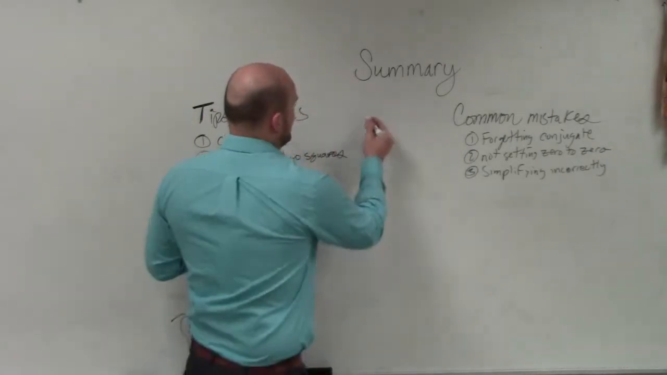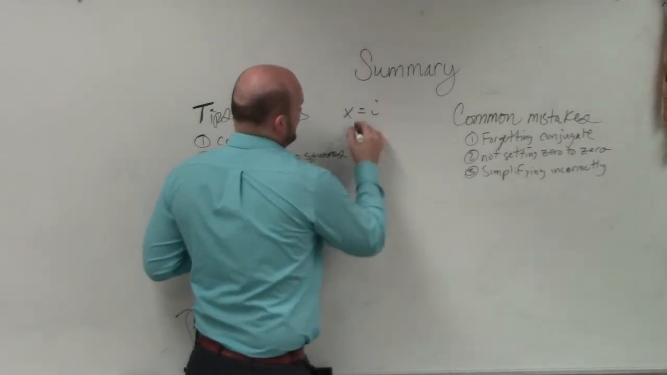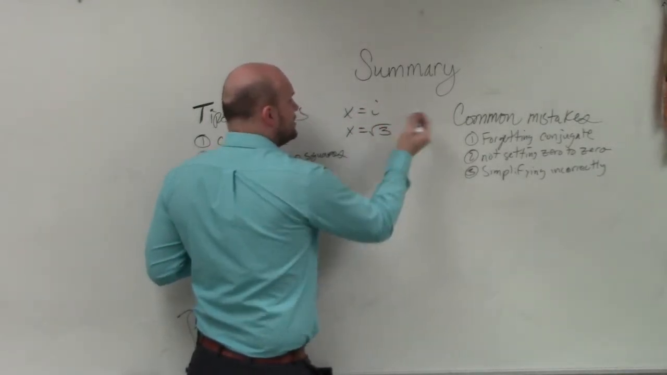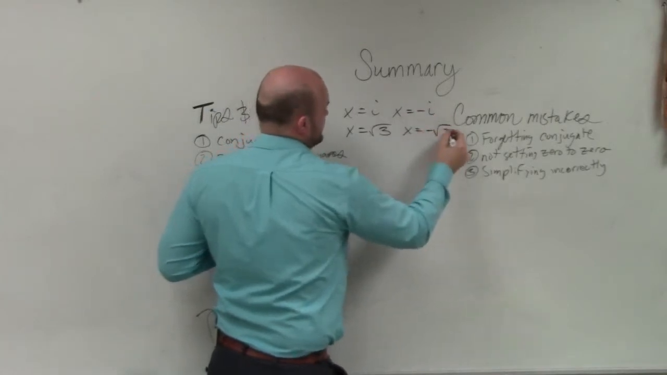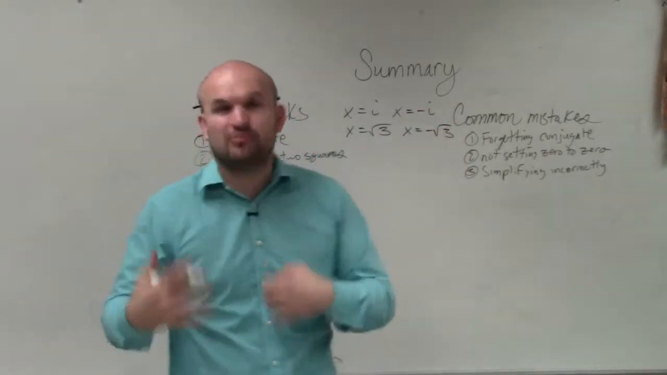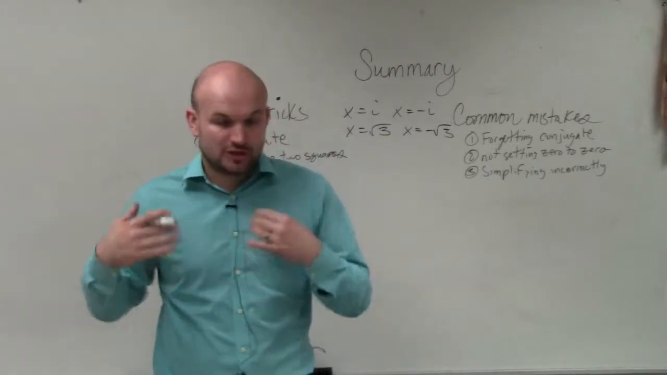Anytime you have x equals i or x equals the square root of 3, you also have to include the conjugate, which would be x equals negative i or x equals negative square root of 3. Because remember, when we take the square root, we have plus or minus, right? So you have to make sure you include both of those.